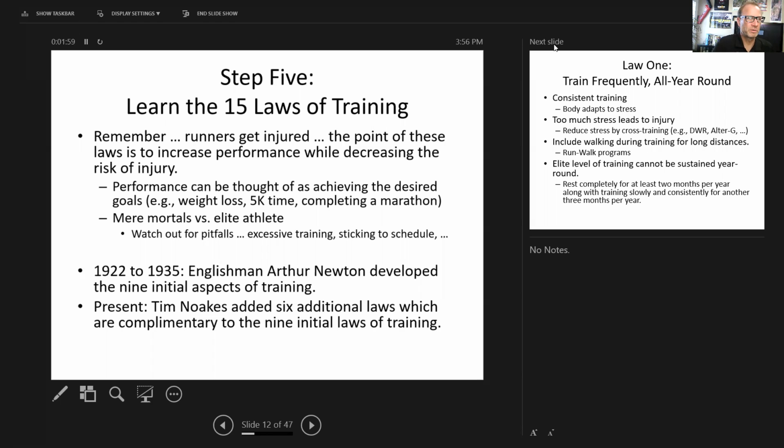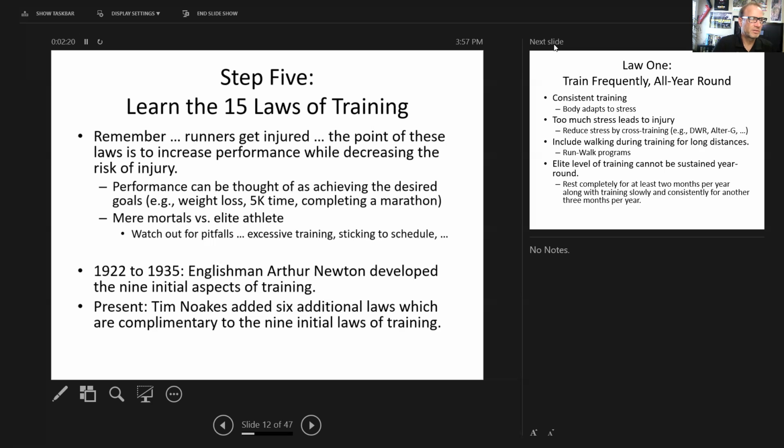And remember, we're dealing with mere mortals versus elite athletes. Although the laws still apply to elite athletes, they just may require a little special more attention to tweak that program specific to them. You want to watch out for pitfalls, excessive training, sticking to schedule, and we'll go through some of those pitfalls as we do this chapter.